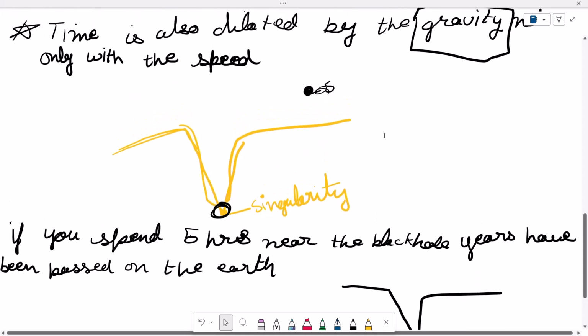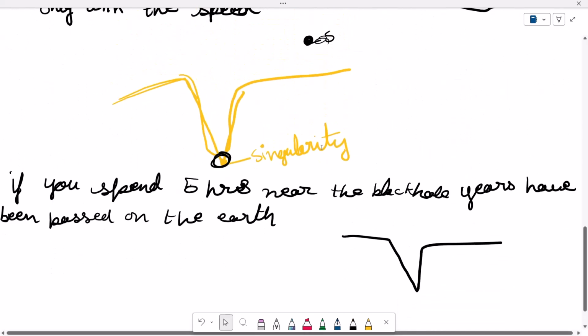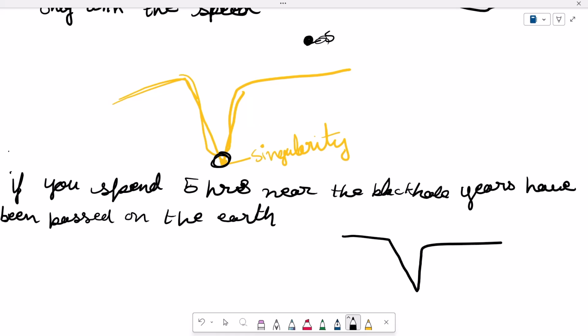So, have you ever seen a black hole? What is a black hole? A black hole has extreme gravity which tears the space-time fabric and forms a point singularity. Let me explain with an example. If you spend 5 hours near the black hole, years will have passed on Earth. We are talking about 5 to 6 hours only, not years.